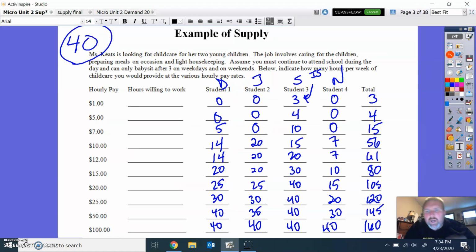So here is a chart that we've done for years. Miss Keats is looking for childcare for 2 young children. The job involves caring for the children, light babysitting, light housekeeping. How many hours a week would you work? If we're paying you $1 a week, whoever did this a couple years ago was out of their mind. But notice as the prices go up, $20 an hour, $25 an hour. If we're paying you $100 an hour, that's $4,000 a week. You still got to go to school, but then you babysit and you make $4,000 a week times 52 weeks. That's $208,000 a year minus taxes, unless it's under the table, which would be great.